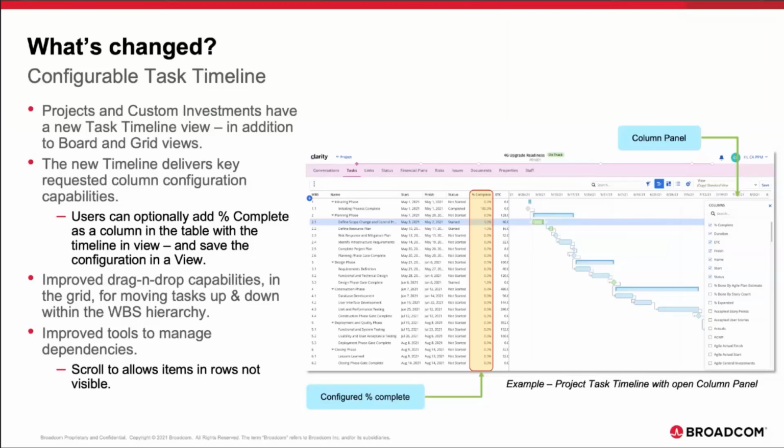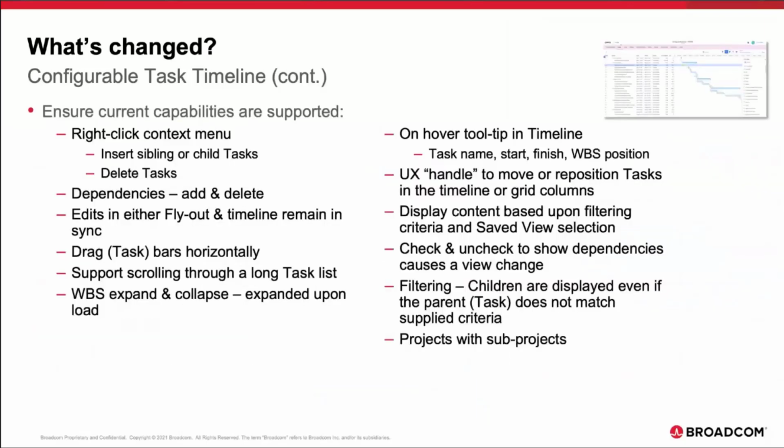There are also improved tools to manage dependencies in the timeline view. For example, a user can scroll down the page to link items that may not even be visible on the page. So some really cool stuff has been added. Key acceptance criteria for the new timeline tool set was that it had to support all the capabilities users have been used to. I'm not going to read the listing here, but the point is the new and improved timeline did not take away any existing capabilities.